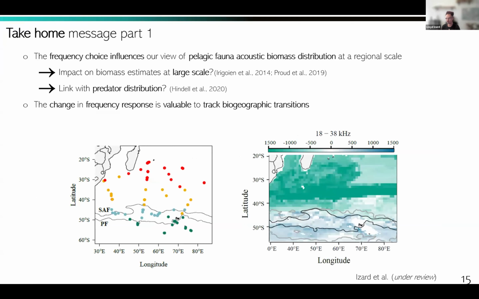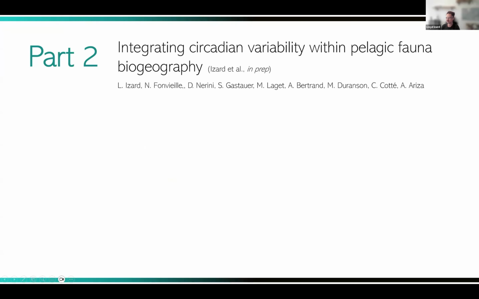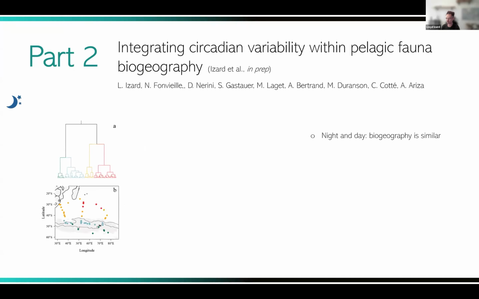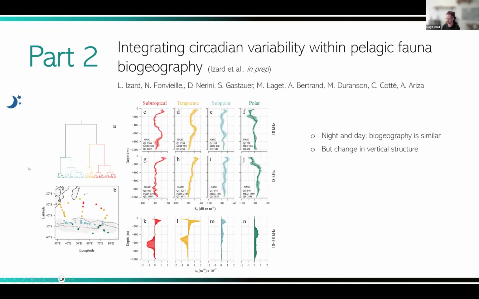And that brings me to my second and final part, of course, and that's how we can integrate circadian variability within pelagic fauna biogeography. So from the previous study, I mentioned that we work with a daytime dataset. And here's the result for the nighttime dataset of the clustering. And you can see that the distribution of the groups are quite similar, actually. But if you look into the different curves that we can compute, there's actually a redistribution of the biomass that takes place. That's due to the geovertical migrations.